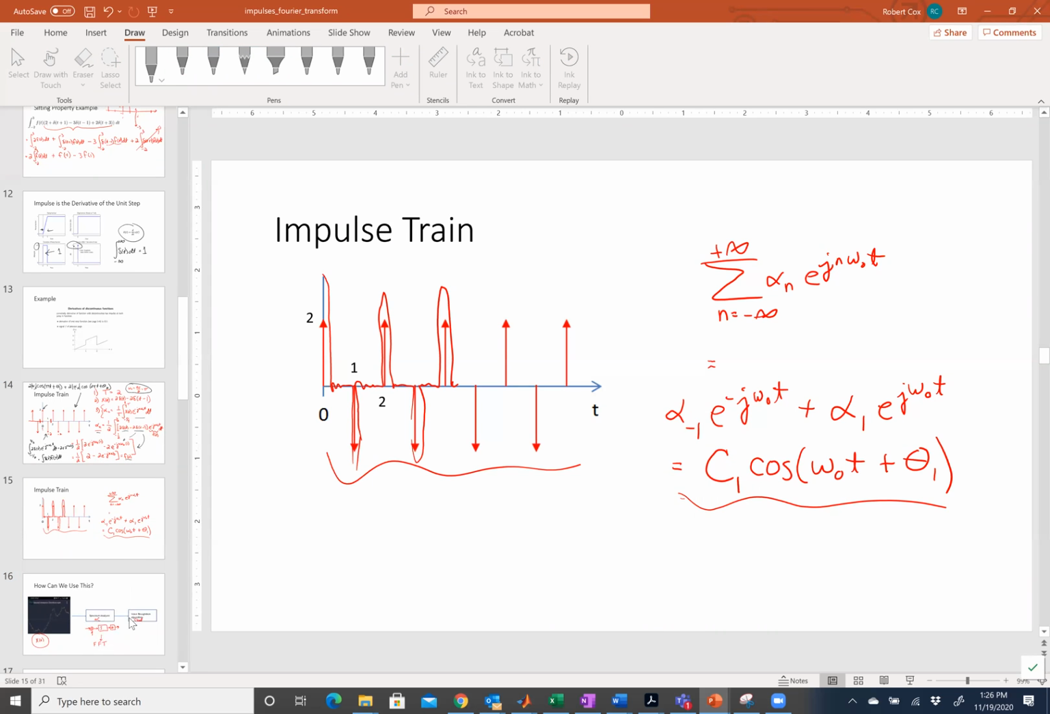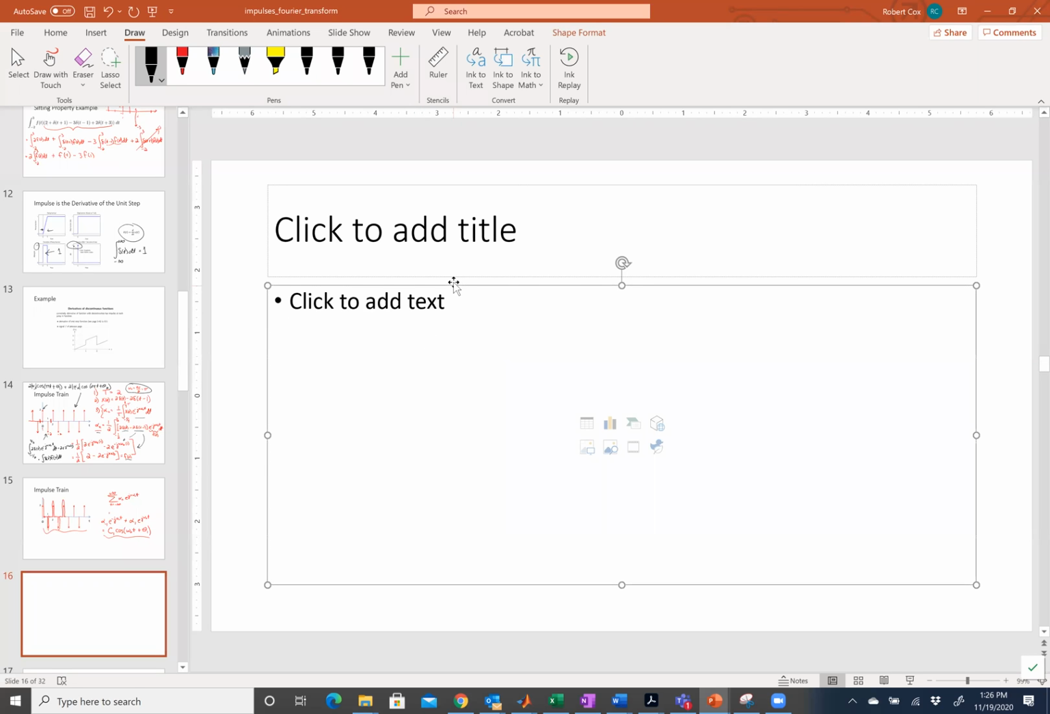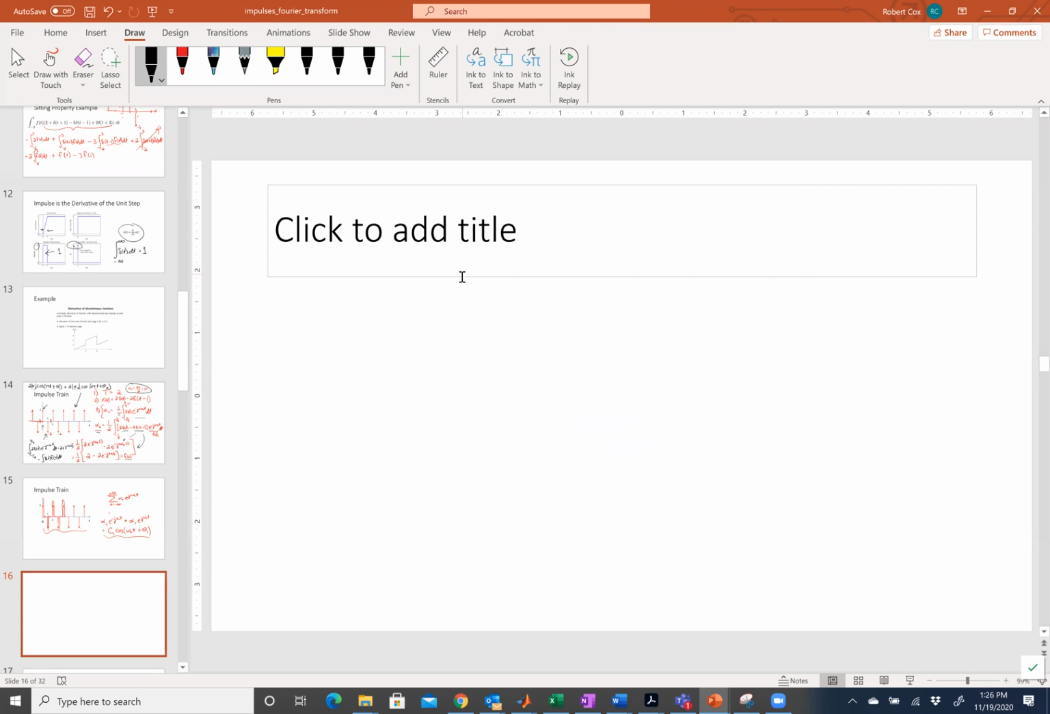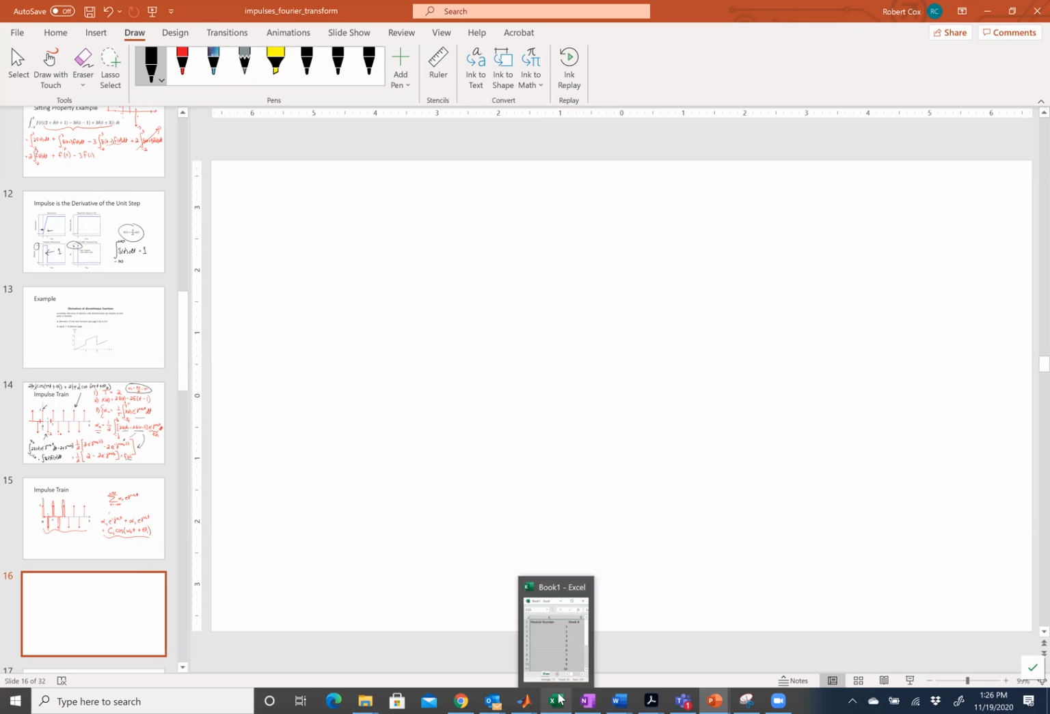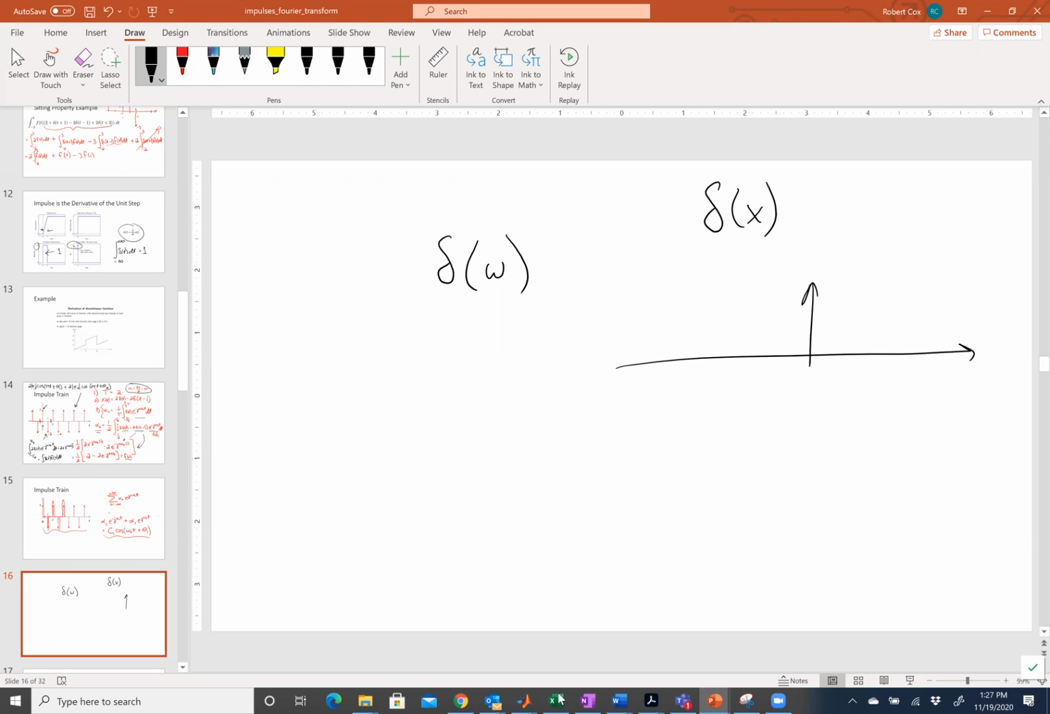One thing I should probably mention here: that impulse. We talked about things as a function of time, but there's no reason why I couldn't have a delta of x, and draw that on an axis labeled x. If I had delta of omega, that's fine too. It just means my x-axis value would be omega.